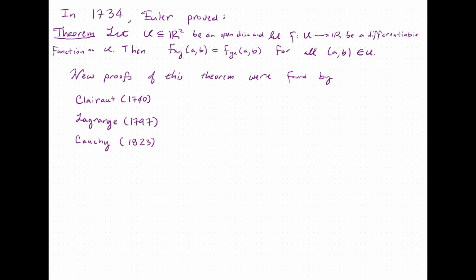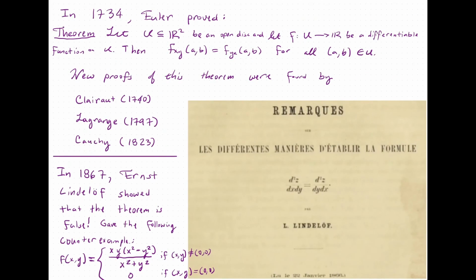various proofs of it were found in the century following Euler's theorem. So, for example, Clairaut gave another proof of Euler's theorem in 1740. Lagrange also discovered a new proof in 1797, and Cauchy in 1823. Now, each of these proofs was wrong, but it was not until 1867 when Ernst Lindelof proved via a counterexample that each of the theorems that Euler, Clairaut, Lagrange, and Cauchy had proven were wrong. And he gave the following counterexample.